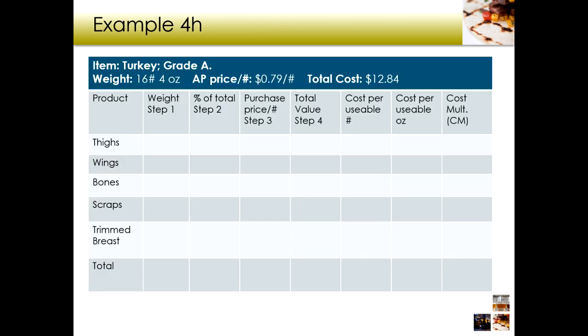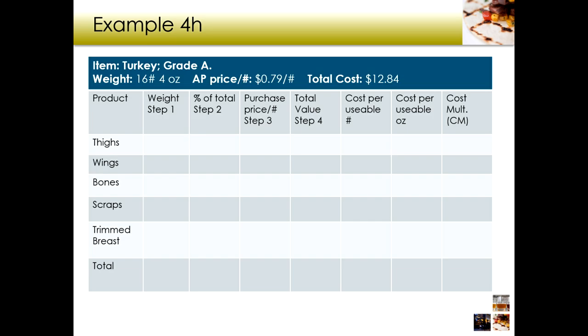So I have an example here of a turkey. We've got a grade A turkey that weighed 16 pounds 4 ounces, and we paid 79 cents per pound as purchased for a total cost of $12.84. How do we figure out the $12.84? Well, 16 pounds 4 ounces, or 16.25 pounds, times our 79 cents per pound.